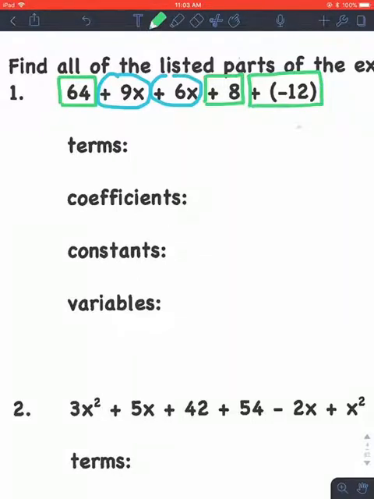So now you can see that in the green rectangles, I have all my constants. Those are like terms. They could be added together. They don't have a variable. And in the blue circles, I have my other pair of like terms, my x's.